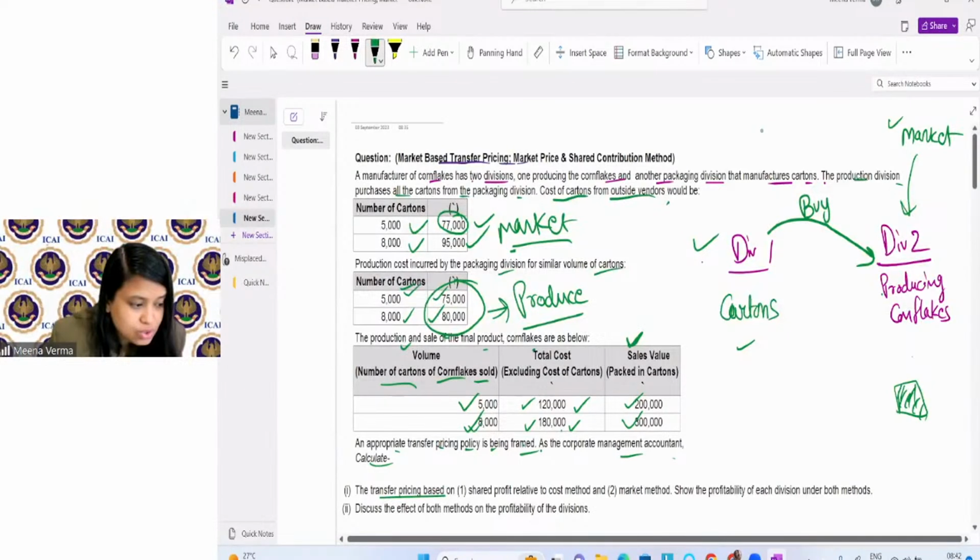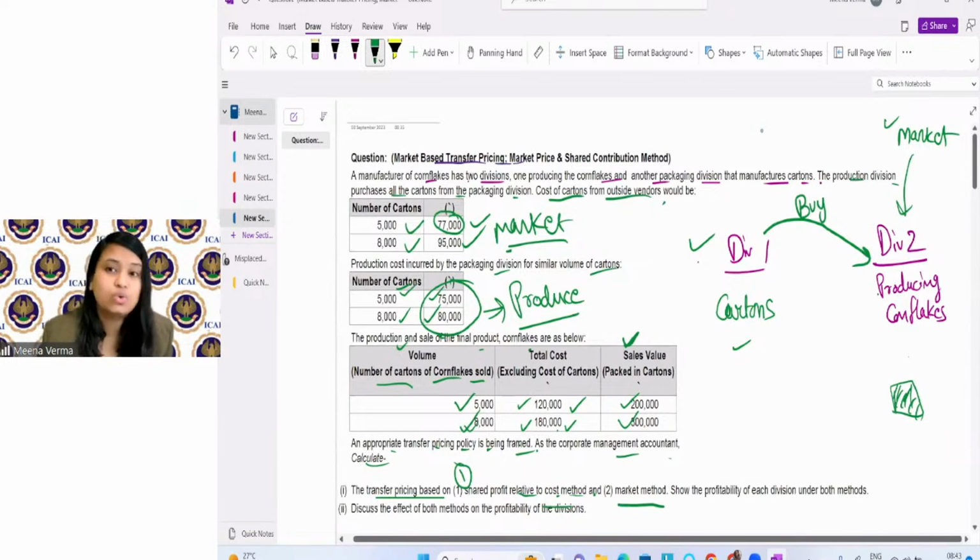Transfer pricing based on if the transfer price is first shared profit relative to cost method. Whatever is the total profit will be shared between them. On what basis? The cost incurred by them. Okay, this is one of the methods. Second method, based on market method, they are transferring the goods. Okay. So what do you have to do here?